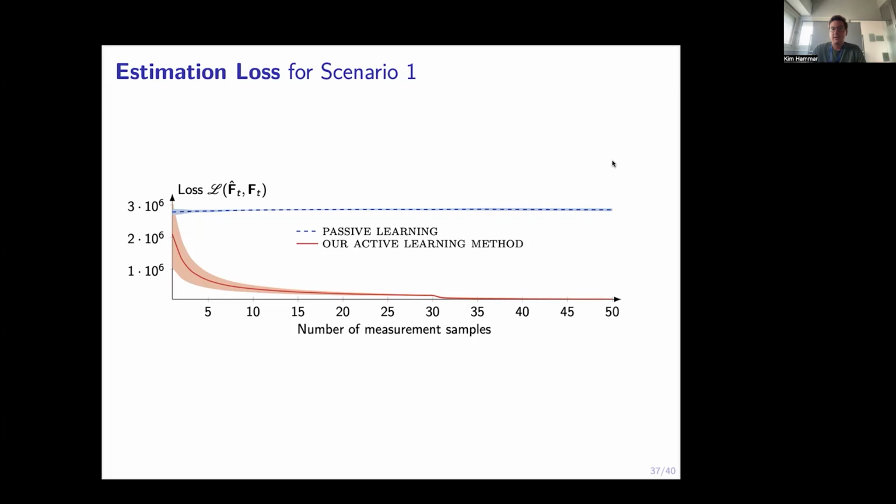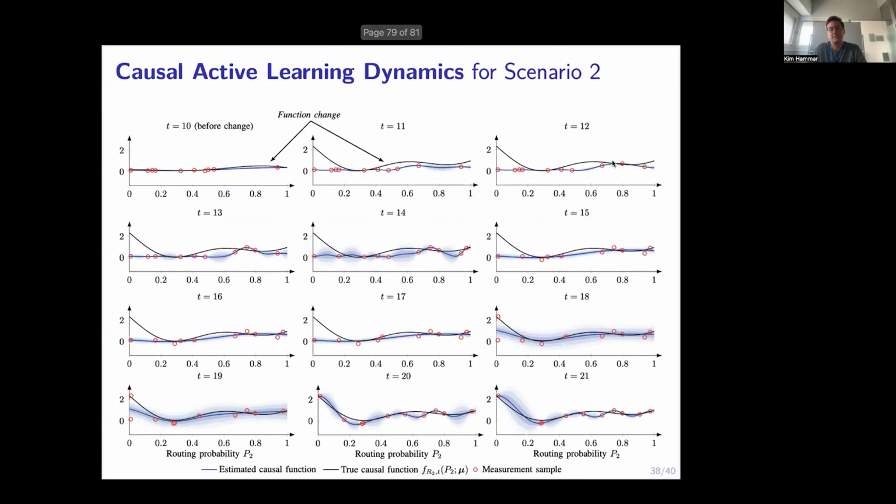And if we look at the second scenario, where we have changes in the causal functions, here we see the causal function for the response time as a function of the routing probability. You see that before the change, we have identified a function that is very close to the ground truth. But when the change happens here at time 11, then our estimate becomes inaccurate again.